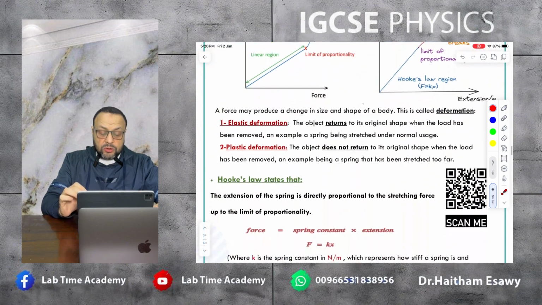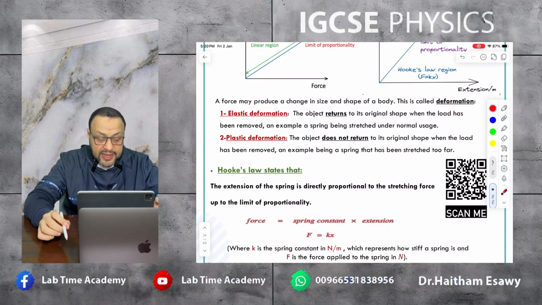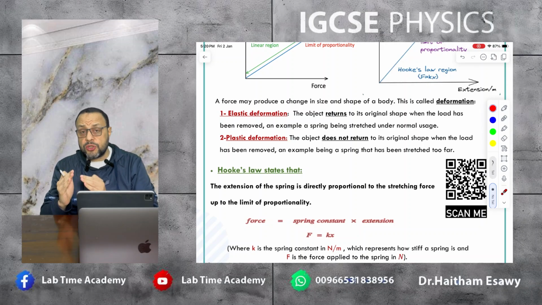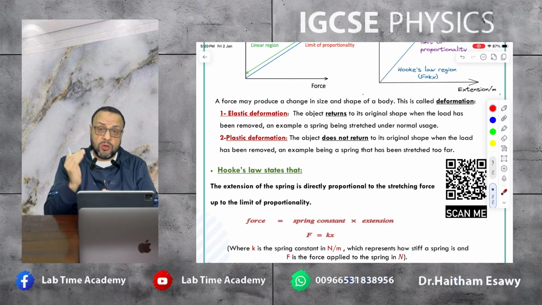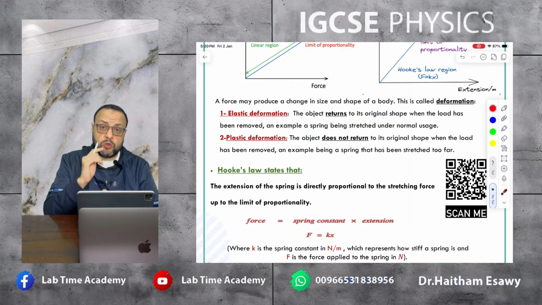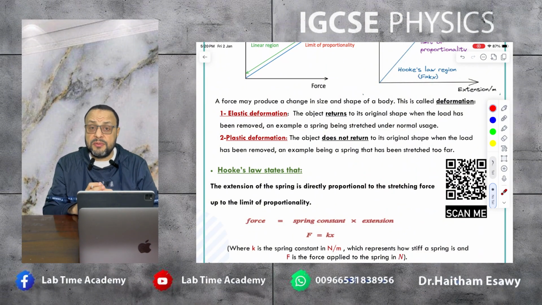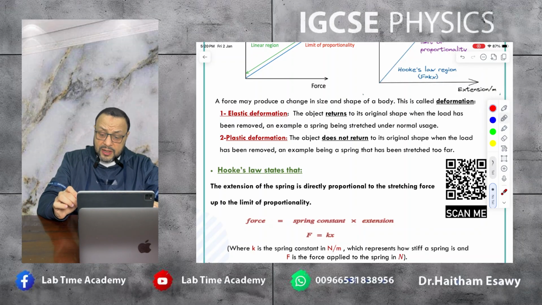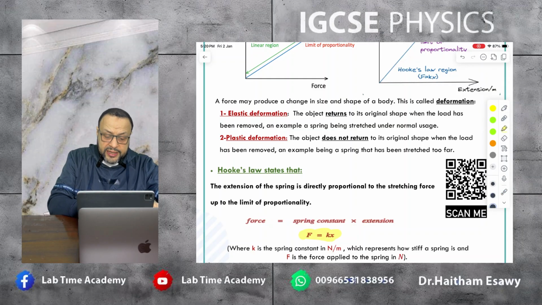Okay, let's start to talk about Hooke's law. Hooke's law states that the extension of the spring is directly proportional to the stretching force up to the limit of proportionality. One more time, the extension of the spring is directly proportional to the stretching force up to the limit of proportionality. But first, we have to write the mathematical formula for Hooke's law. As you see in front of you, we have F equals K times X. So we have force, spring constant, and extension.